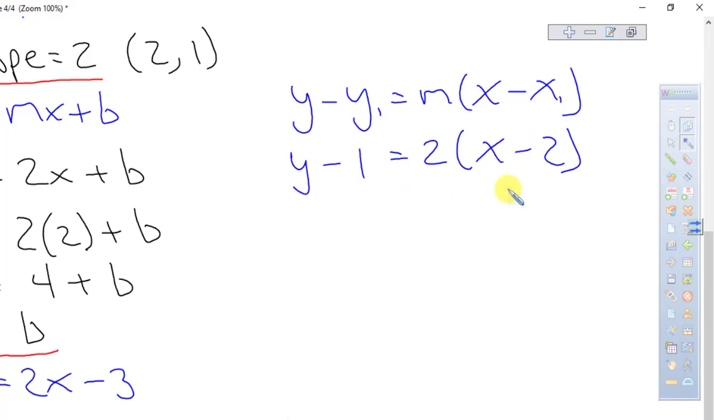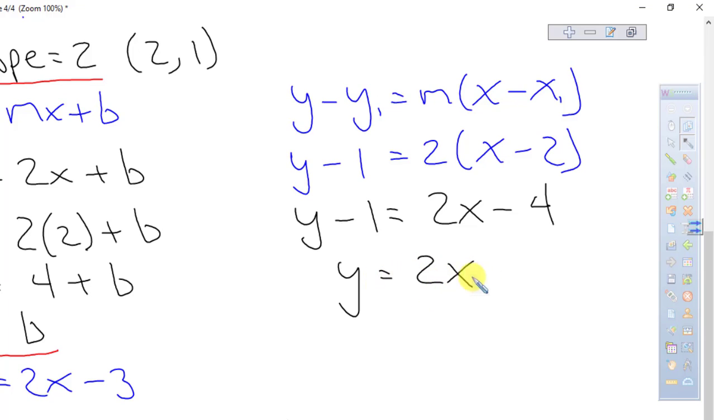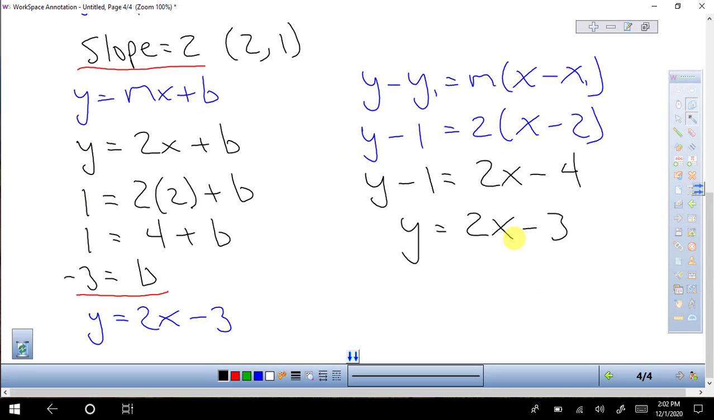And I don't want to leave it in this form, so I'm going to rewrite this. So I'm going to start by using the distributive property. And then I want to get the y by itself, so I need to get rid of the -1 by adding 1 to both sides, which would leave me with the equation y is equal to 2x, -4 plus 1 would be -3. Y is equal to 2x minus 3. Again, the same answer because I did the same problem, just 2 different ways to get to that solution.